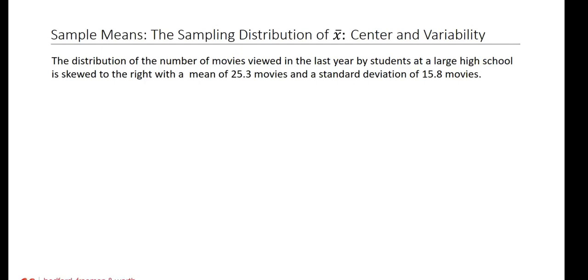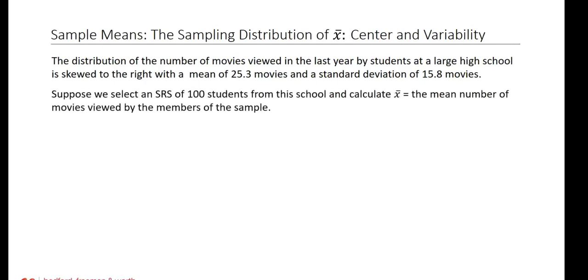Okay, so the distribution of the number of movies viewed. So when it says number of movies viewed, are we talking about means or proportions here? Seems like we're talking about means, because it says the mean of 25.3 movies and a standard deviation of 15.8. So even though it's skewed to the right, well, let's see. So suppose we select a simple random sample of 100 students for the school. Calculate the mean number of movies viewed by the members of the sample. So we're supposed to calculate and interpret the mean of the sampling distribution of x bar. So the mean is going to be 25.3.